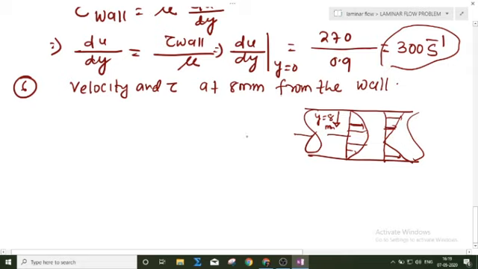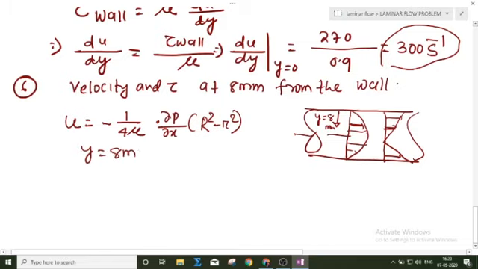What is this velocity and shear stress magnitude? It is asking. Okay, so now we have to find out what is the general form of the u velocity. That is minus 1 by 4 mu into del p by del x into R square minus r square. Okay, so it is asking at y equal to 8 mm, or this is 0.008 meter.